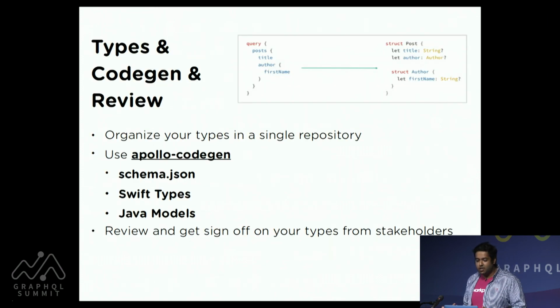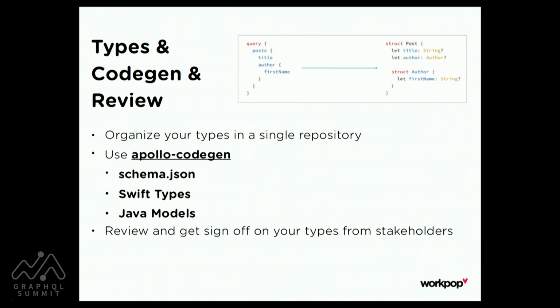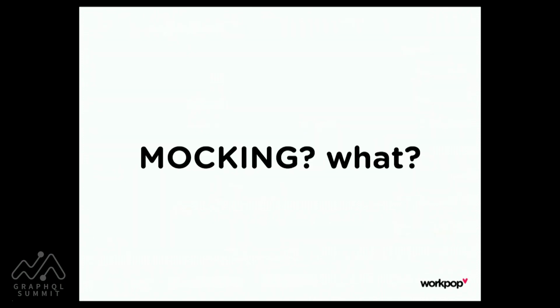So types and Codegen: a good productivity tip is you should organize your types in a single repository. It really worked out for us. And then you can just write a bunch of scripts to do Codegen in that one repo. And Apollo Codegen is a great tool. It outputs a schema.json file that the Android and iOS apps use. Also Swift types and some Java models. And then review. I'll say this again. Make sure everyone agrees on the API before you build something. Because if you change it later, you're not going to have a good time.